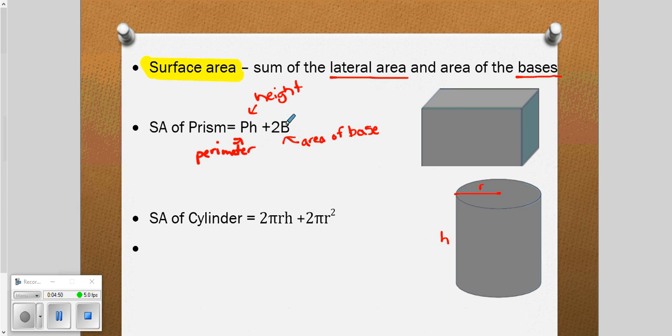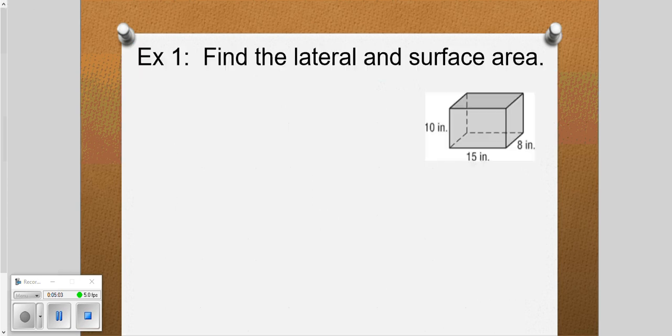So what we're going to do for the rest of this is just practice finding these 2 things. So most of them will ask for both the lateral area and the surface area. We're going to make sure we do that on the ones that ask for. So example 1, we start now to find the lateral and surface area. So we want to have two answers, one for the lateral, one for the surface area.